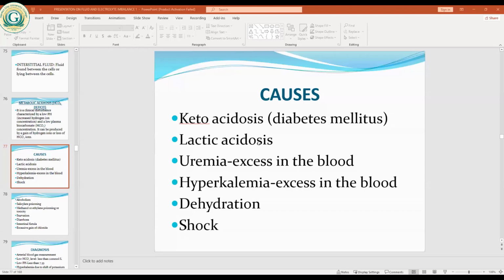We have lactic acidosis. I have a follow-up question on the diabetes. Let me finish. I will allow you to ask questions. Write your question down. Lactic acidosis.